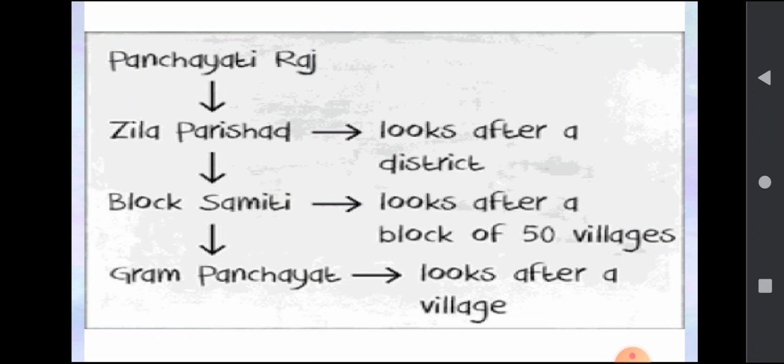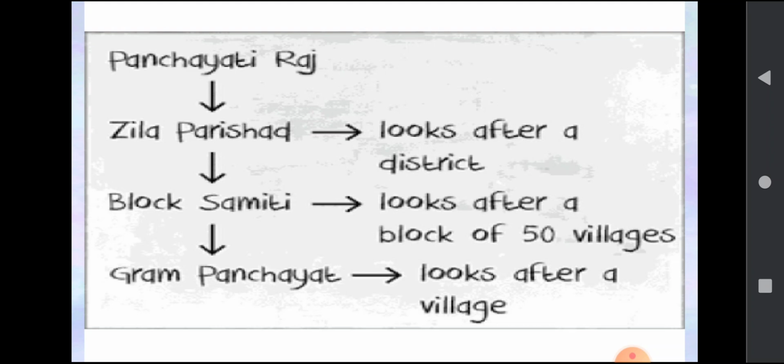These three types of government help us. First one is Zilla Parishad, that looks after a district. Okay? And the second one is Block-17, that is going to handle about 50 villages. Okay, and Gram Panchayat, that can look after a whole village.